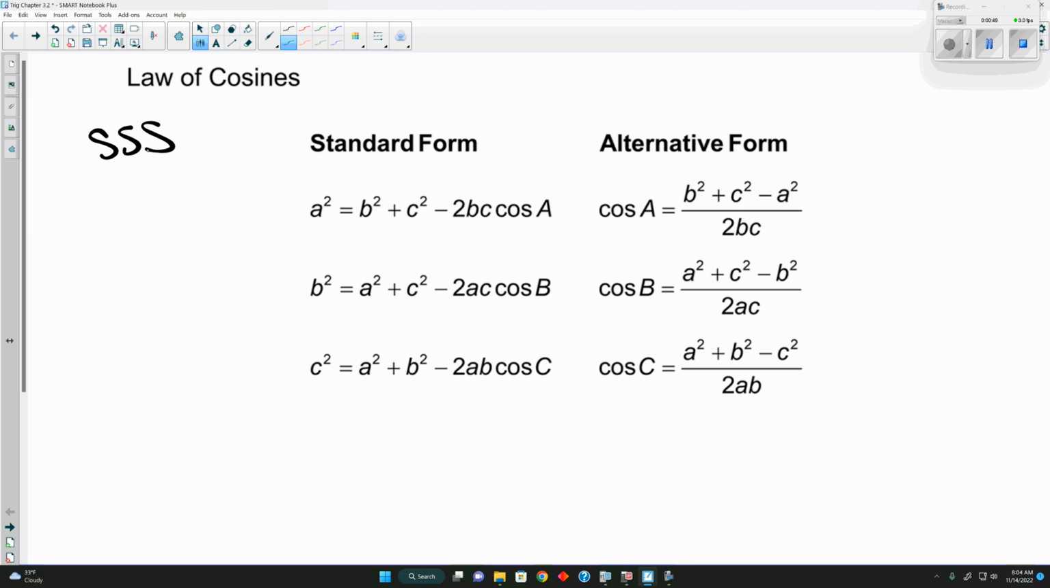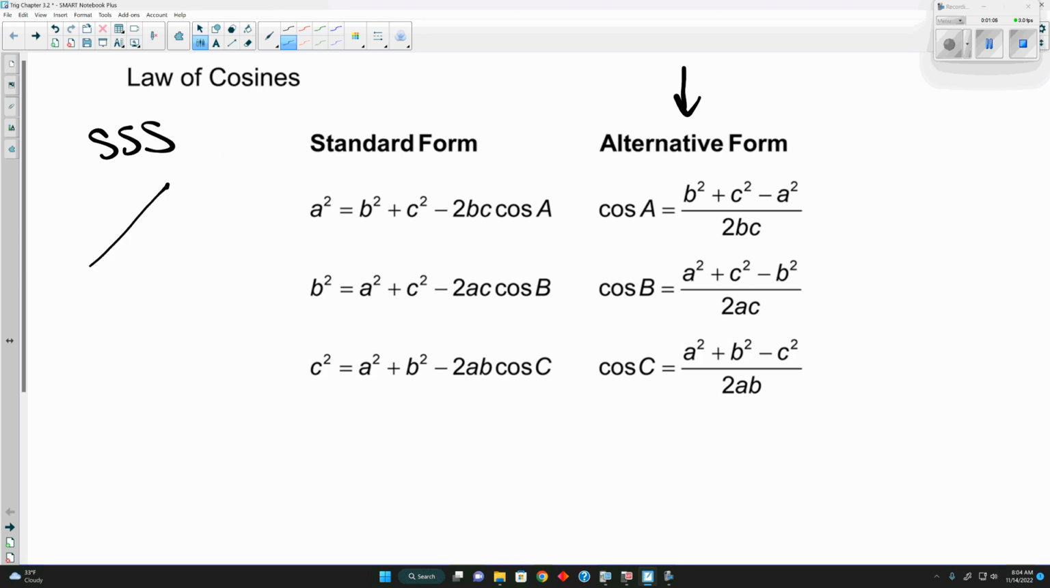Now, if we're given three sides and we're trying to find the angle, we're going to be using one of these forms here. If we're given two sides and an angle in the middle, we're going to be using one of the first three.